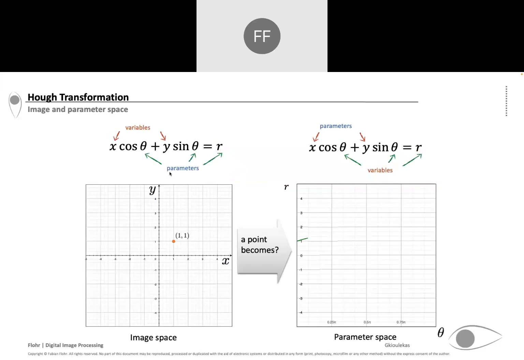Well, so if you have this representation in a parameter space now, what would a point become in parameter space now?